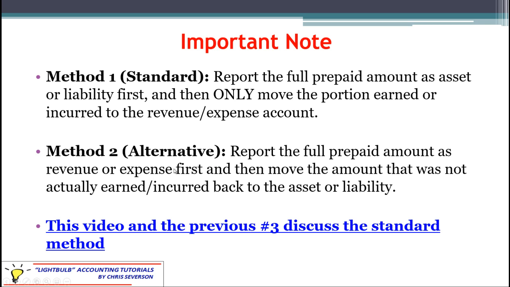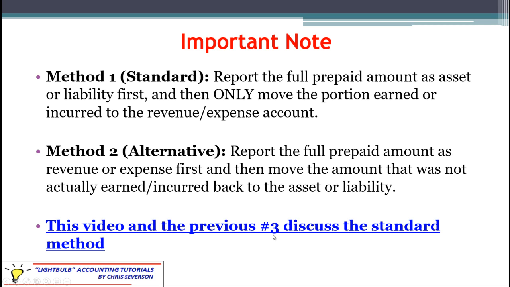But there is an alternative method to this, and it's most commonly used in situations where, for example, you don't buy a whole lot of supplies in advance. You expect to use everything up by the end of the period. So what they basically say is, well, let's go ahead and report it all as an expense, or if we think we're going to earn a revenue, report it all as revenue right up front. And then if there happens to be something left that we haven't earned, or an expense we haven't incurred, only then will we move anything back to the asset or liability account. So that's method 2. It's the alternative approach.